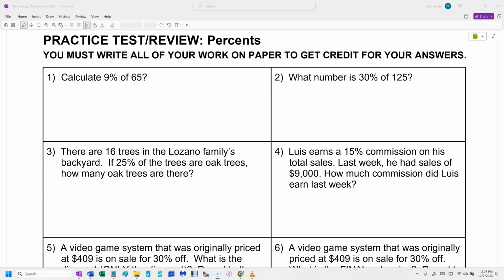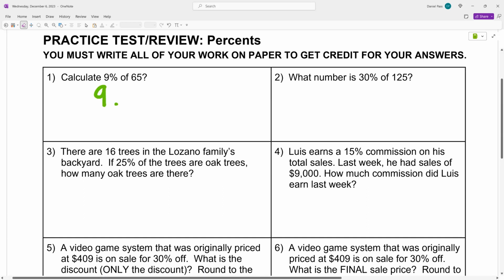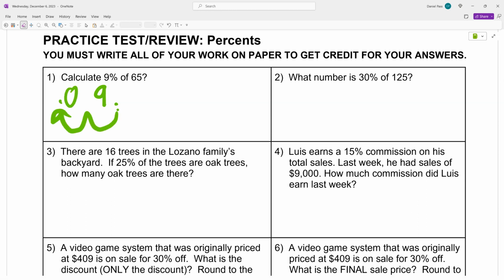So basically, you turn that 9 into 0.09. Yes, that's correct. So we have to take this decimal and move it how many places? You move it 2. Yes. Okay, good job. So 0.09. Now you don't have to have the zero before that. You can if you want.